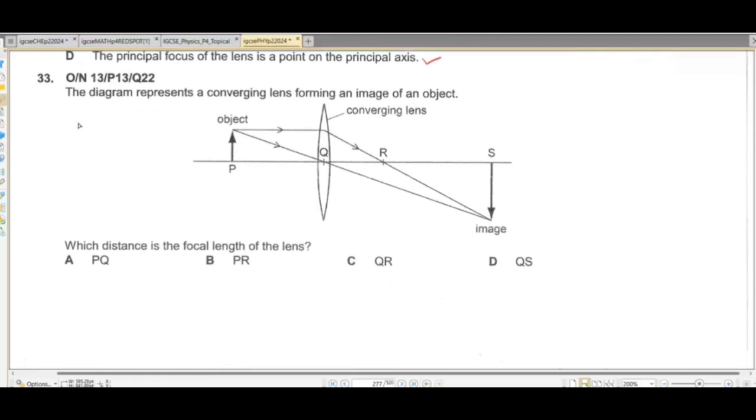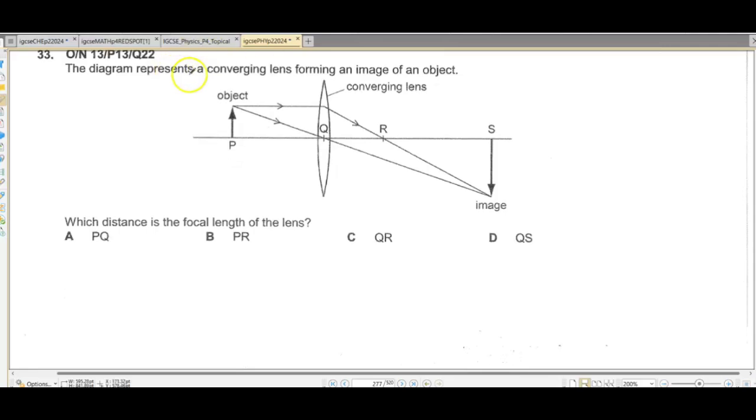Okay. Question number 33. The diagram represents a converging lens forming an image of an object. Which distance is the focal length of the lens? So focal length is the distance between the optical center of the lens and the focal point of the lens. So this is going to be that distance, which is QR. Okay? Because this is the optical center of the lens and this is the focal point of the lens.